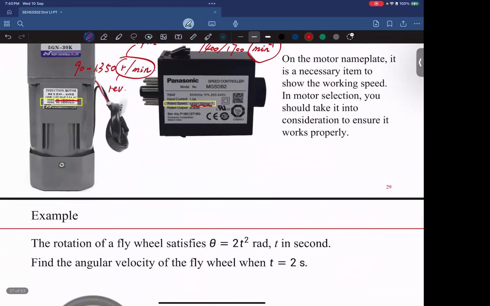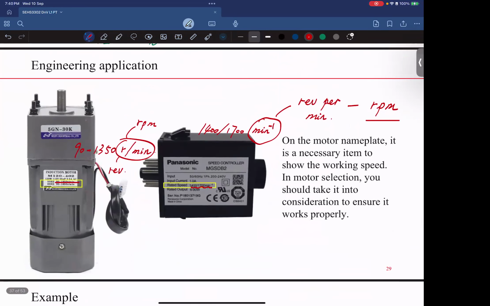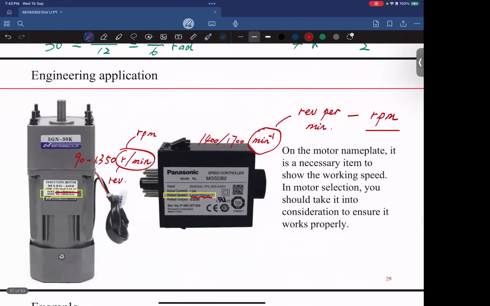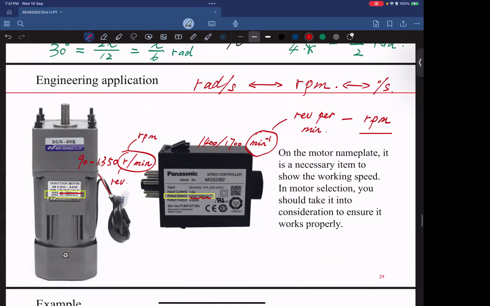So here is the case. When the speed is given in RPM, we may need rad/s in our theoretical calculation. So how to convert between radians per second, RPM, and degrees per second? We need to know the relationship between them.